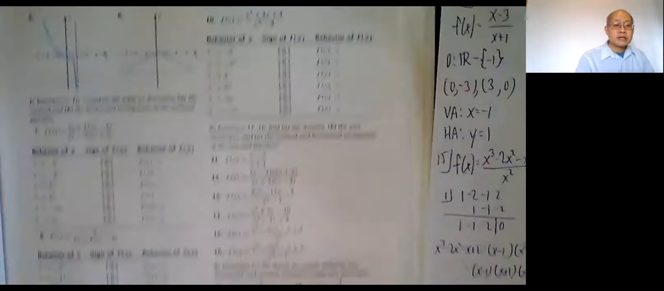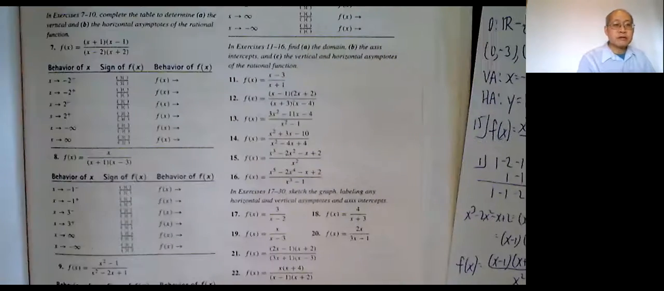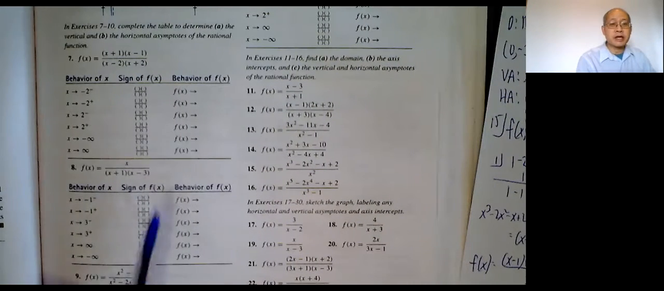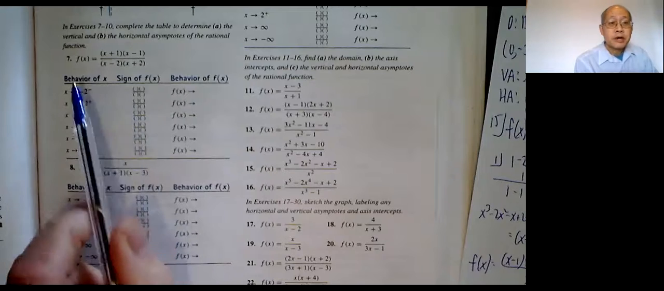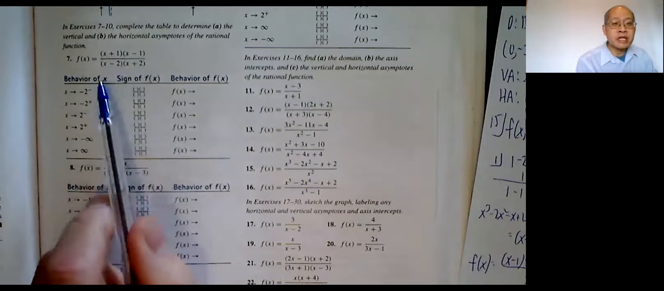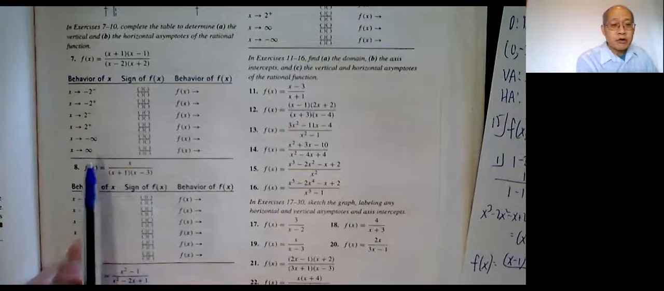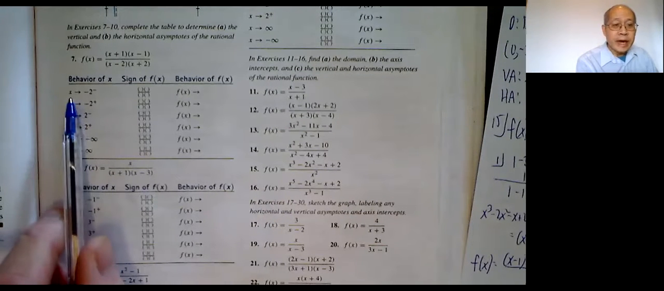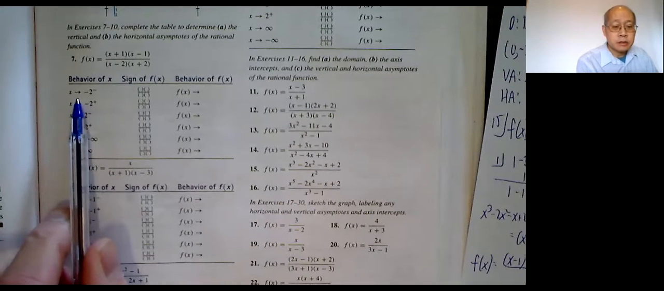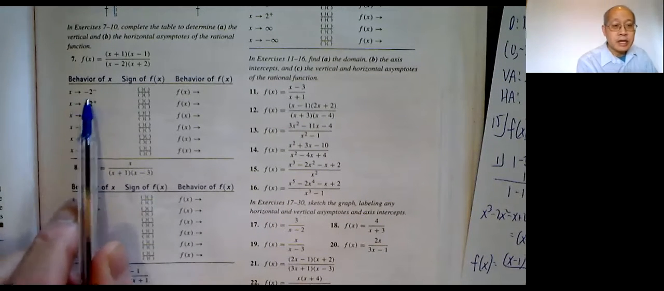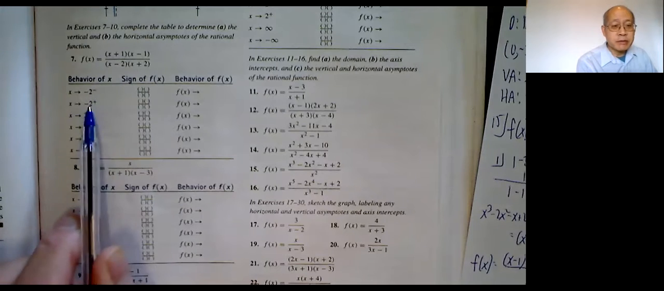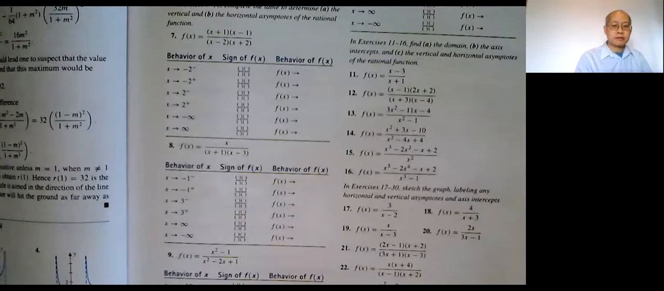All right, now 7 is a little bit weird. It's kind of complicated. But here's a function: (x plus 1)(x minus 1) over (x minus 2)(x plus 2). Okay. Now, what's all this symbol here? See, the arrow means approaches. A minus and a plus means you're coming from the left or from the right. Okay, so let me put that down.